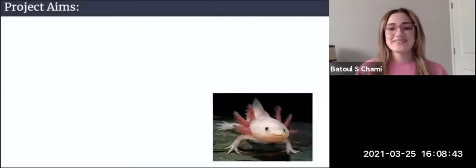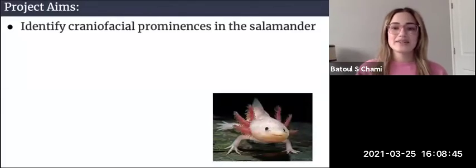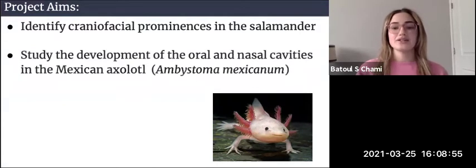This project aims to examine craniofacial prominences, specifically examining the evolutionary timeline to see when craniofacial prominences arose. As a representative amphibian, we decided to examine the aquatic salamander, known as the Mexican axolotl, for the presence of these craniofacial prominences. It is a very common lab research model and a known model of developmental biology.